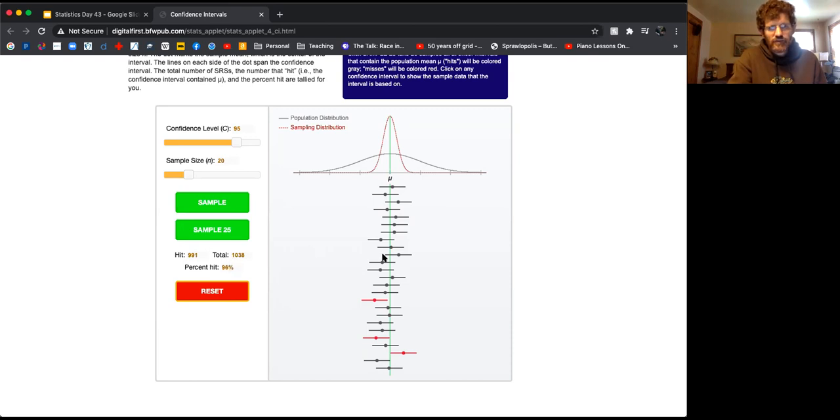47 of these did not capture the true population mean. So we had 96% of these successfully capture the true population mean. So there we go. That's kind of the way that we interpret confidence intervals. It's not so much that, and we'll talk about this more, it's not that there's a 95% chance that we got it right. It's that if we had many, many, many confidence intervals, 95% of them would capture the true mean.